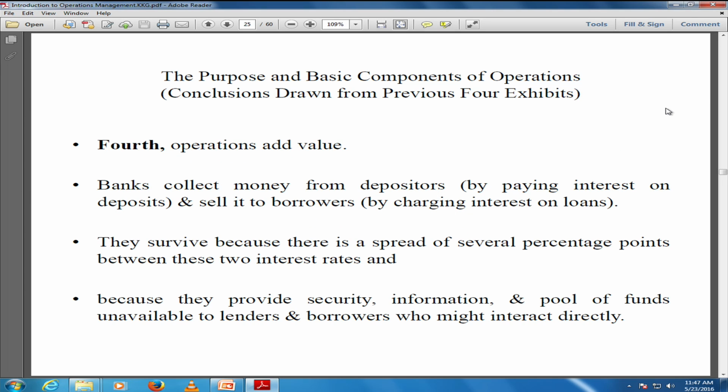Fourth conclusion, operations add value from that input-transformation-output model. For example, banks, they collect money from depositors by paying some interest on them, and then they sell it to borrowers by charging some interest on those loans. Now, you will ask, how do they survive? How do the banks survive?